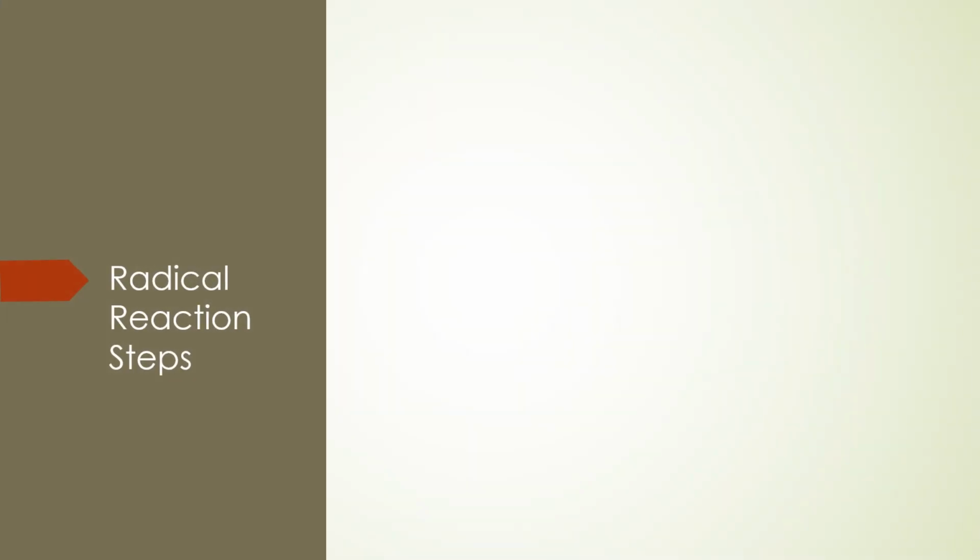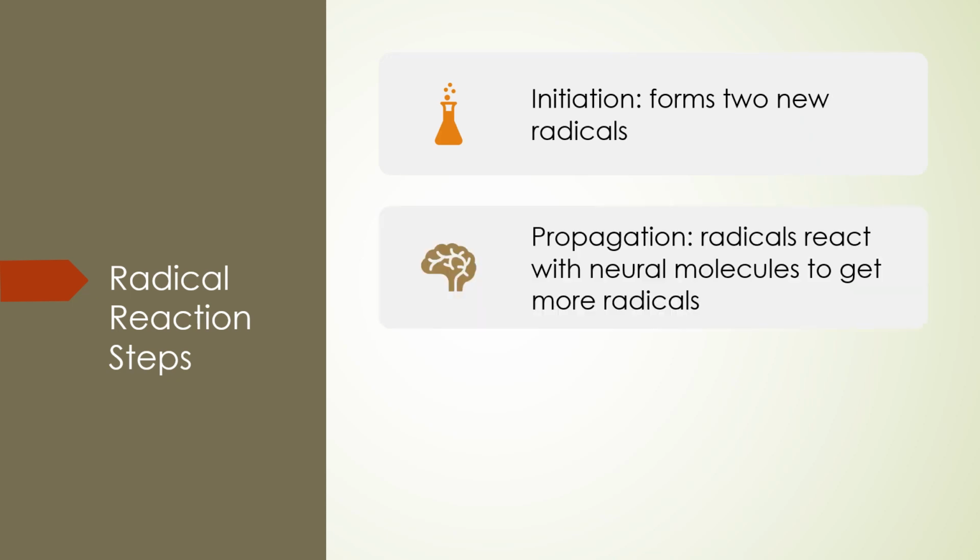There are 3 steps in radical reactions. Initiation, which forms 2 new radicals that begin the cycle. Propagation, that forms new radicals from neutral compounds. And termination, which stops the reaction.